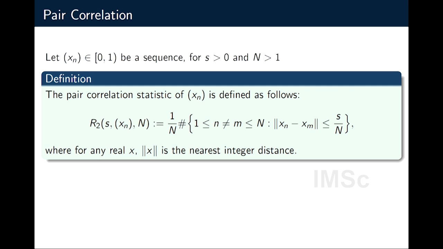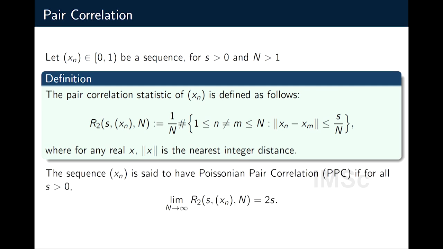So if I do that, then I am counting the pairs whose distance is less than or equal to s by n, and then multiplying that number by 1 over n. That's like a normalization, so that we expect this quantity to go to 2s when n goes to infinity. If that happens, then we say that the sequence has Poissonian pair correlation. It's actually that the gaps are distributed as Poissonian. So that's what is playing behind it. We would say that the sequence has Poissonian pair correlation, or PPC to abbreviate it.